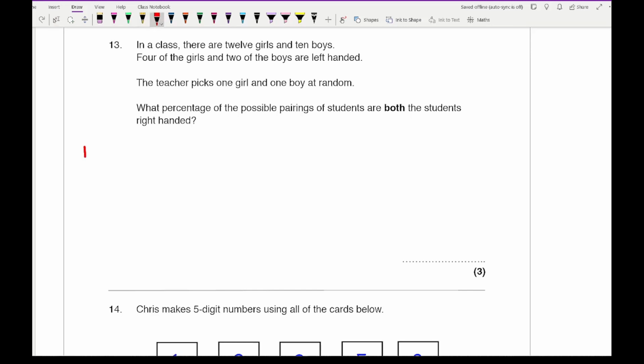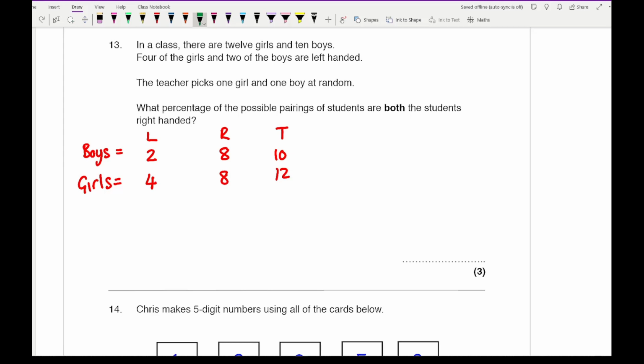So looking at this, if we look at the boys and girls in terms of left and right-handed, and we've got the total. So we've got 12 girls and we've got 10 boys. Now of the girls, 4 of them are left-handed, so that means 8 are right-handed, and from the boys 2 are left-handed and therefore 8 are right-handed. So the question is asking what's the percentage of possible pairings of students that are both right-handed.